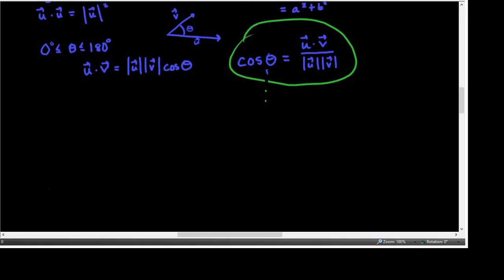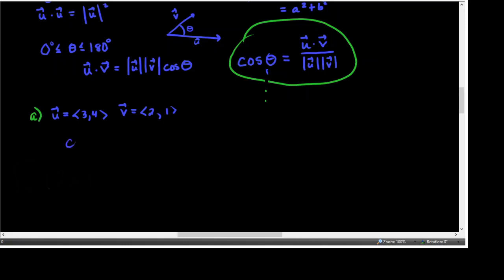So let's see if we've got an example of that. Find the angle between the two vectors. Okay, so the first problem we're going to do is u is given to be 3, 4, and v is given to be 2, 1. What's the angle between those two vectors?